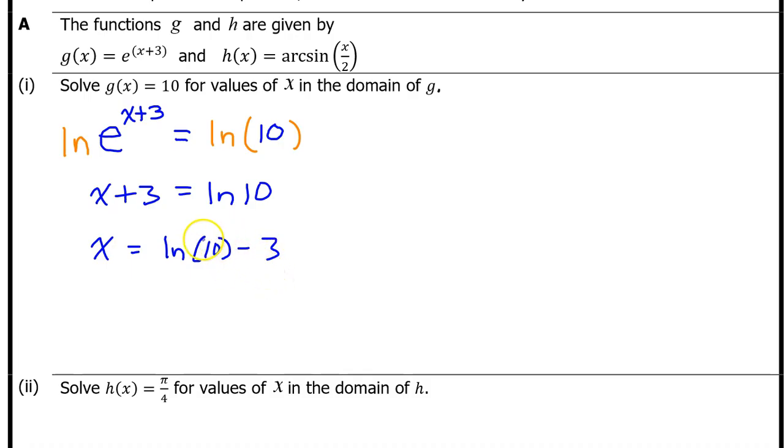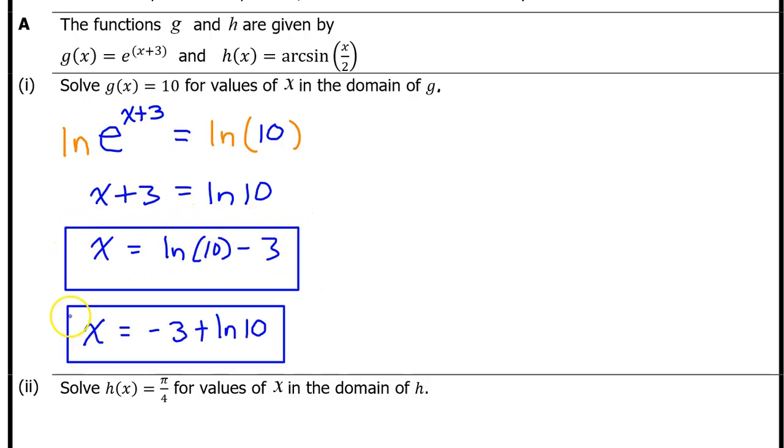I'm going to go ahead and put the 10 in parentheses to make it really clear that the minus 3 is not included in there. And that's it. This is the answer to A, part 1. Or instead of putting parentheses, you can put the negative 3 in front to avoid ambiguity.